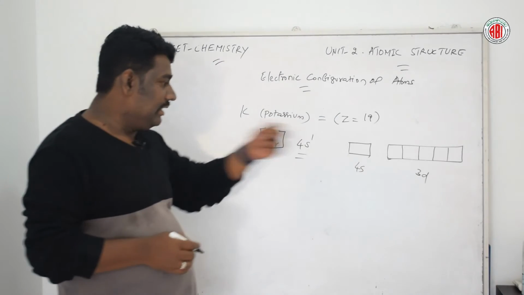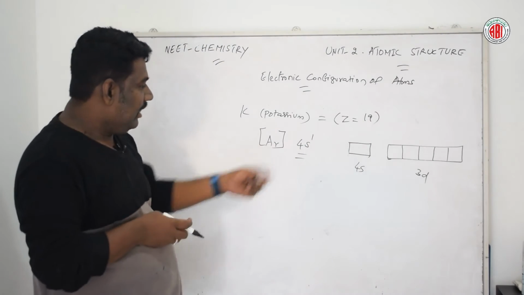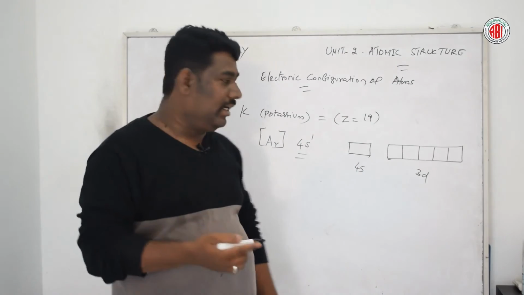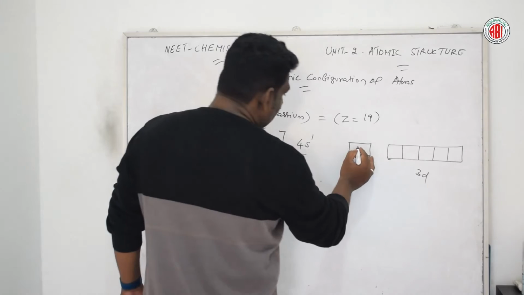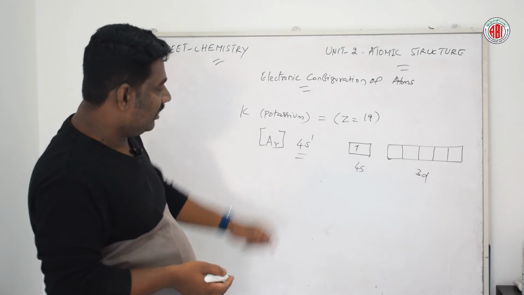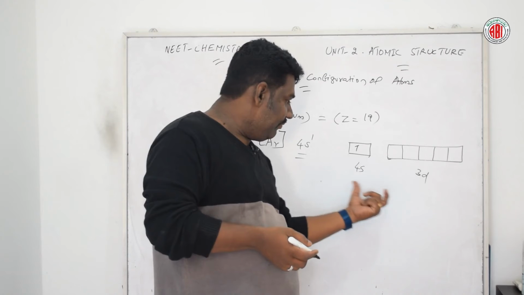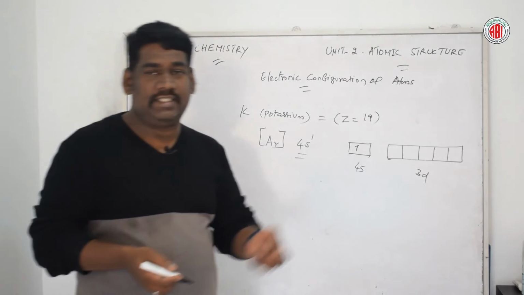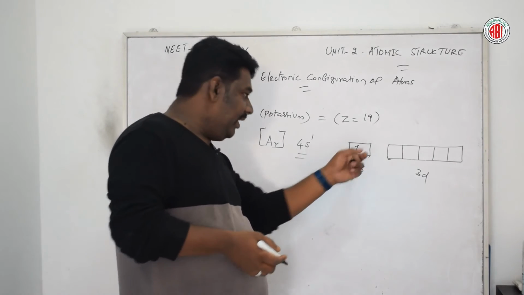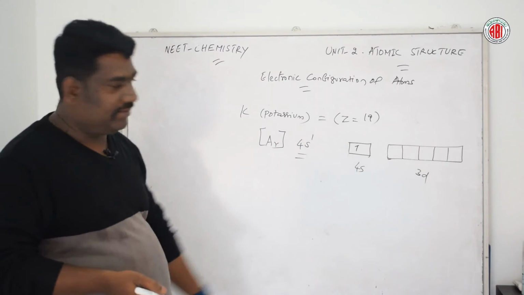The total number of electrons is 19. According to the argon electronic configuration, 18 electrons are filled. The remaining 1 electron is accommodated in 4s1. We can show the remaining electron in the form of this diagram. Compared to 3d, 4s is the lowest energy level. That is the reason the electron is filled initially in 4s, and then in the 3d.